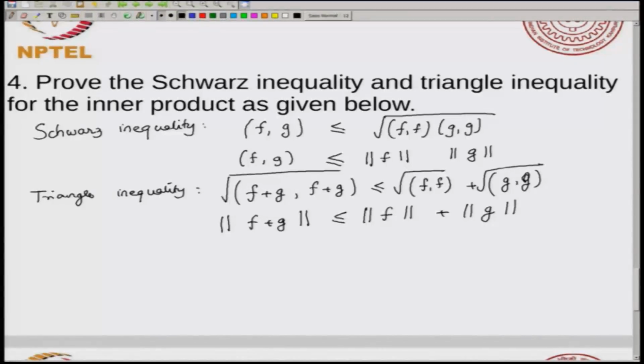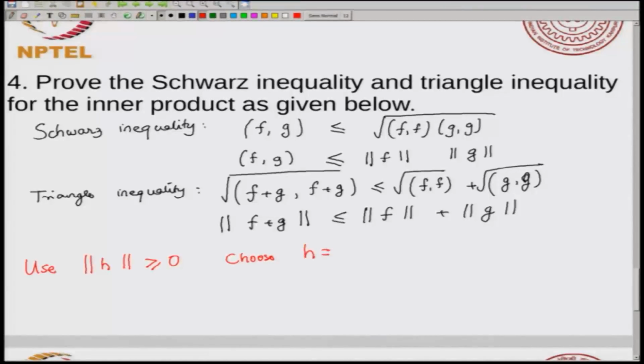Okay. So, this is a triangle inequality, and what we are going to do is go ahead and show both these inequalities. Now, there are many ways to prove the Schwarz inequality. One common method is to use the idea that the norm of any function should be greater than or equal to 0. In the definition of the inner product, one of the conditions is that the norm of any function should be greater than 0.